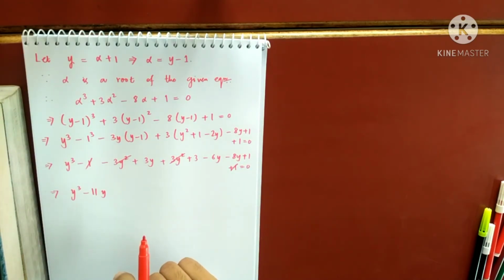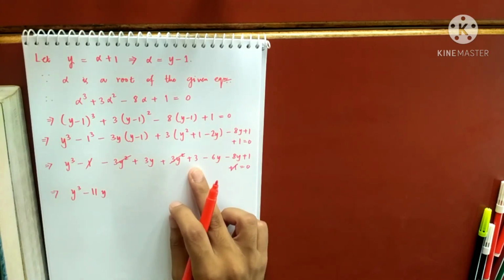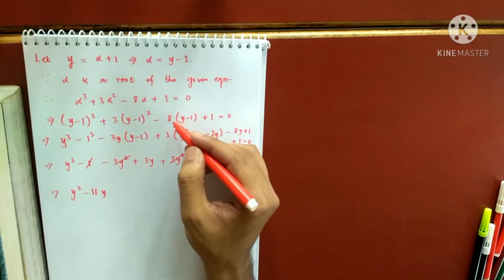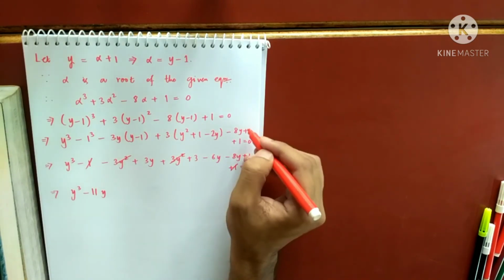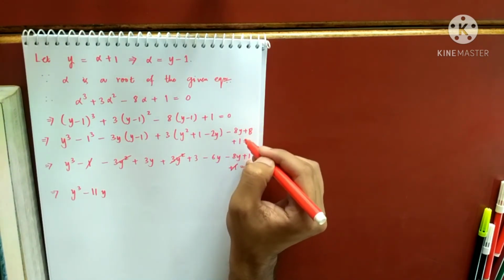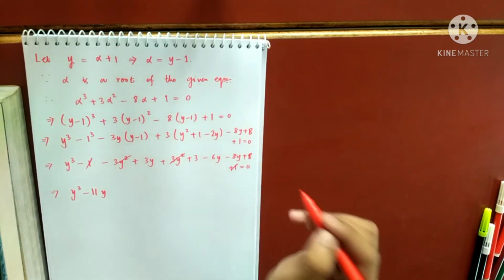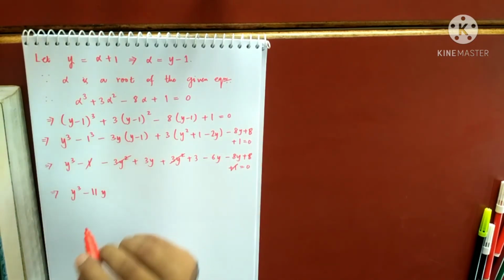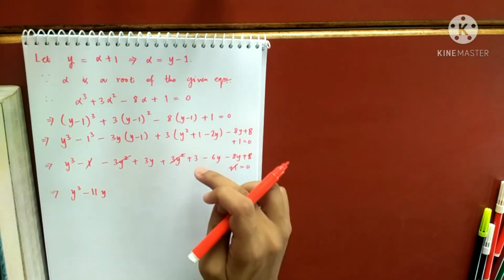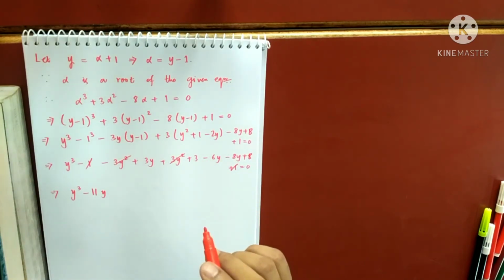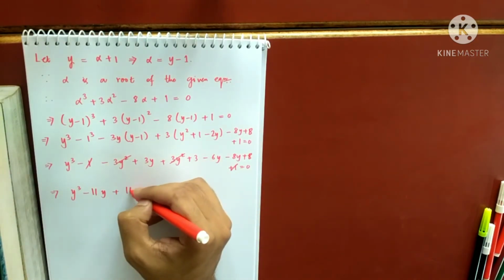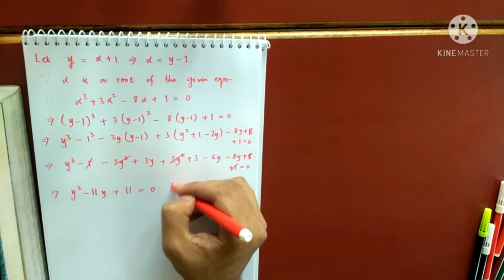Hold on, I should get more numbers. 3, oh sorry, I made a mistake. 8 into 1 will be 8, no? So this will be 8y plus 8, yeah. So 8 plus 3, 8 plus 3 is 11, equals to 0. So this is your answer.